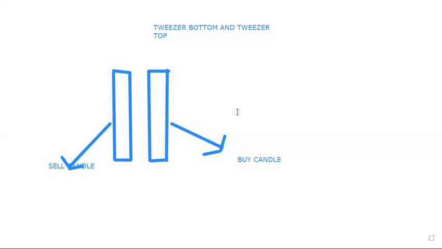It can be used as a buy signal. Full stop. So that's the only thing. It's not a complicated pattern. Very simple. Do you understand?